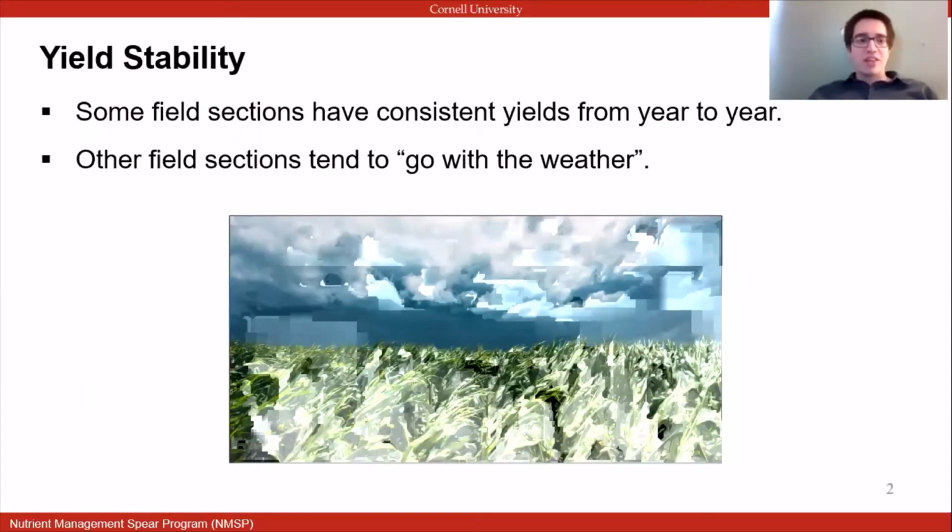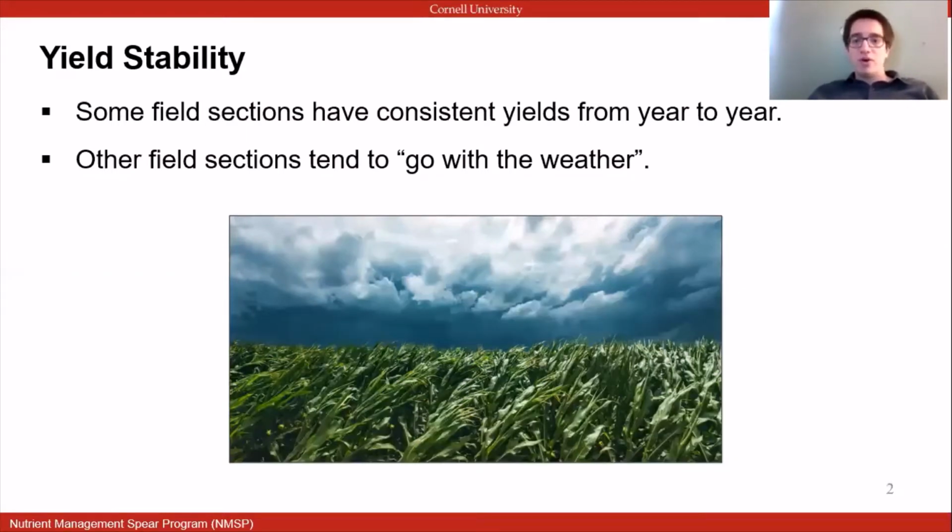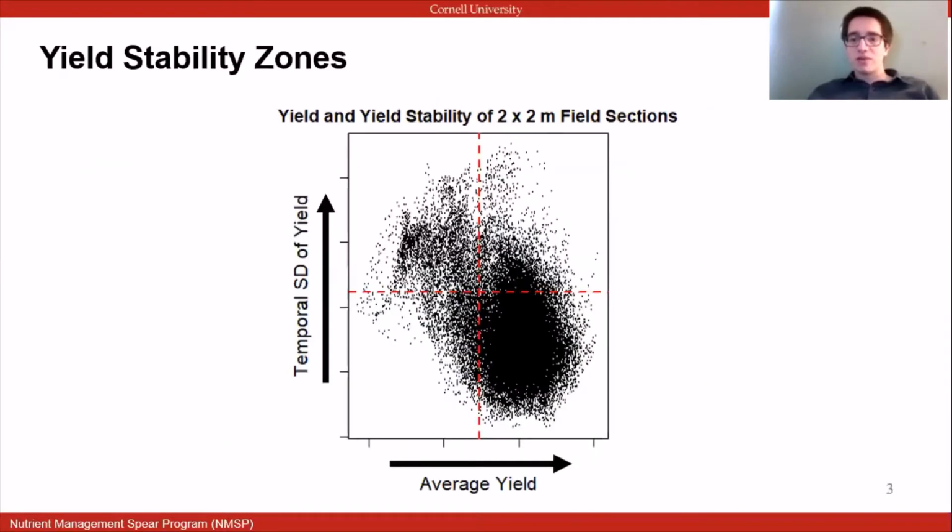The farmers saw that in their cornfields, some sections yield highly almost every year, while other field sections seemed to be able to yield highly but were more variable from year to year. We decided to evaluate soil within yield zones to see if these in-field yield differences were related to soil characteristics.